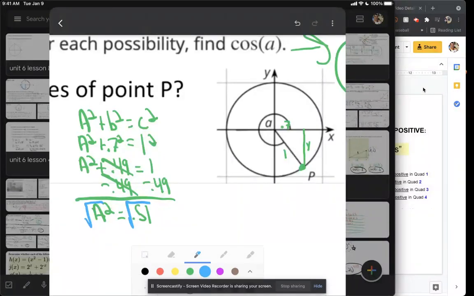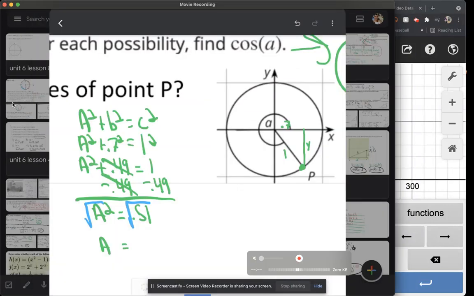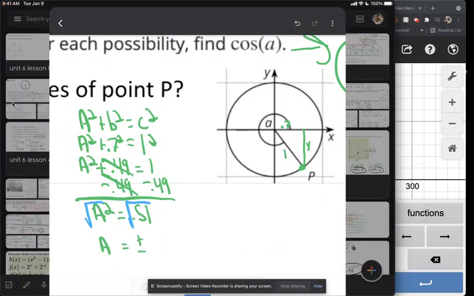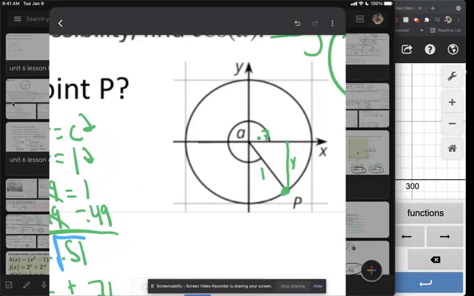Now, in the previous examples, actually, before I talk about that, let's get the square root of 0.51 first. I have 0.7, and the square root of 0.51 is 0.71. So in previous examples, I would say that the answer is positive and negative 0.71. The problem is now they're specifically telling me that the point is down here.